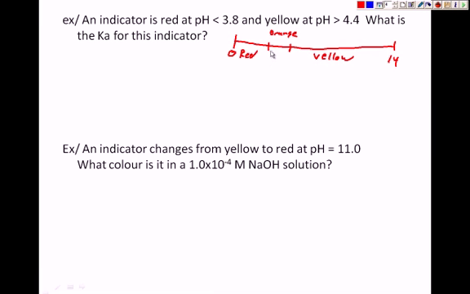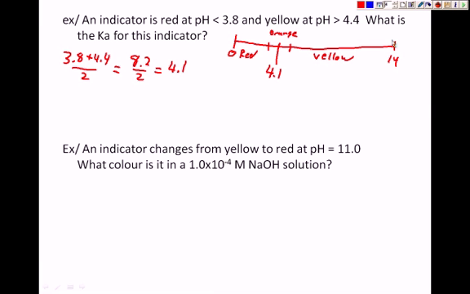So to find this midpoint, we can just go 3.8 plus 4.4 divided by 2, and we see that this equals 8.2 over 2, which equals 4.1. So the midpoint of this is 4.1.